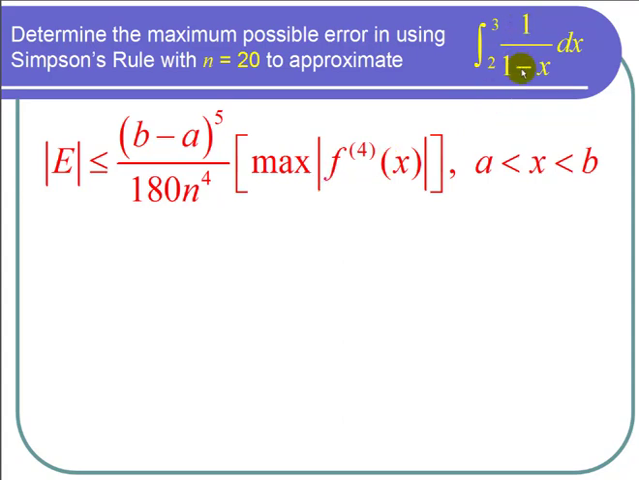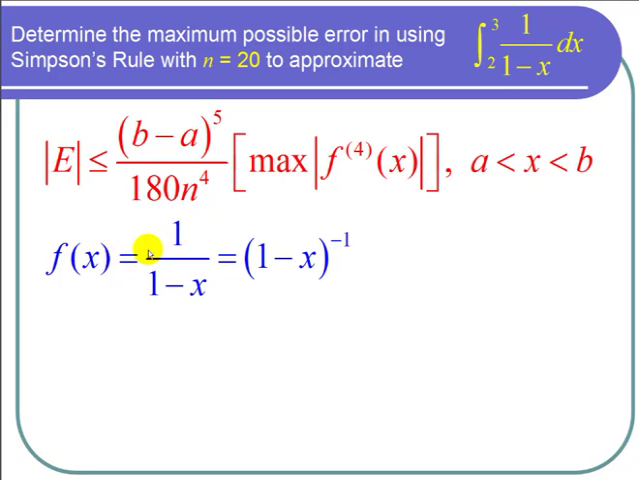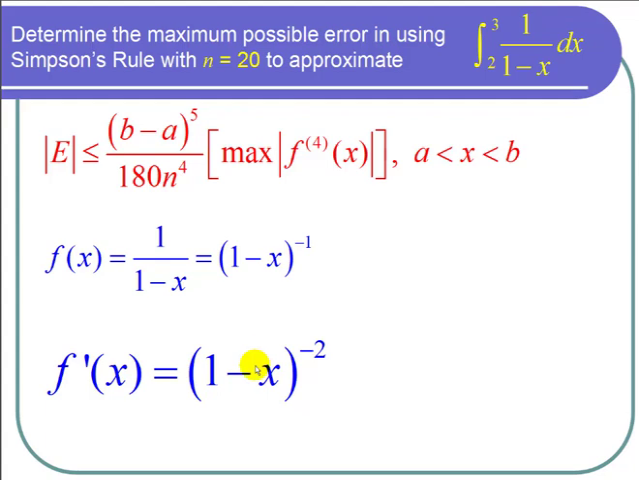So the function is 1 over 1 minus x, and since we're taking a derivative, it's easier to write it in exponent form, (1 minus x) to the negative first power. So now let's take the first derivative. We use the chain rule. The derivative of the inside is negative 1, and then it's times negative 1, so the negatives cancel: (1 minus x) to the negative 2.